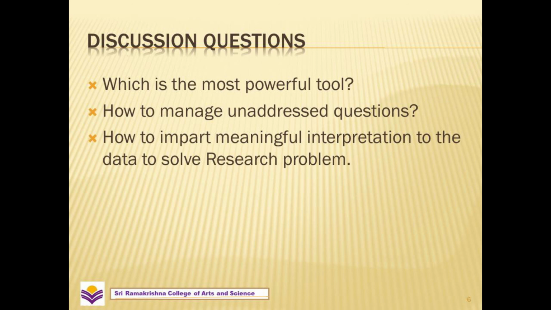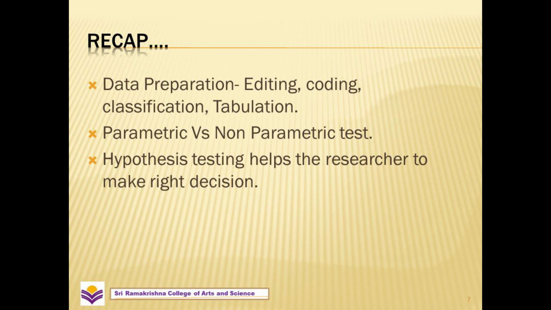Let me conclude this session with a small recap. Data preparation involves editing, coding, classification and tabulation. Editing is the process where we address unaddressed questions and improperly and wrongly addressed questions. The second point is parametric and non-parametric. Parametric Z, T, F, ANOVA tests are more powerful, and chances of error are less. Non-parametric tests are less powerful compared to parametric. Better we go with parametric tests. Hypothesis testing helps the researcher make the right decision, but the researcher should follow the procedure of testing hypothesis.